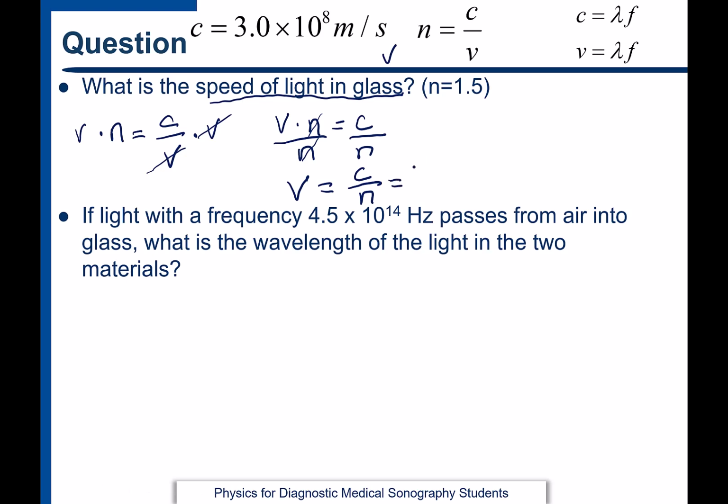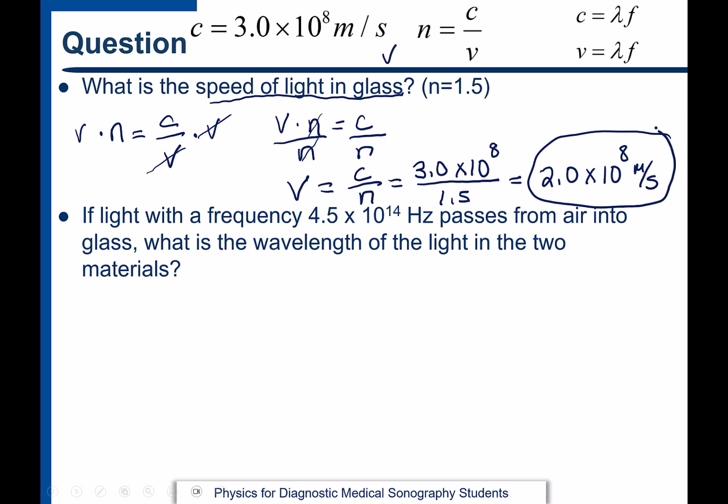Now I just need to take the speed of light, 3 times 10 to the 8th, divide by n, which is 1.5, and you'll notice that what I get for an answer is 2.0 times 10 to the 8th meters per second. All right, that's the first part of the question. The second part says, if light with a frequency of 4.5 times 10 to the 14th hertz passes from air into glass, what is the wavelength of the light in the two materials?